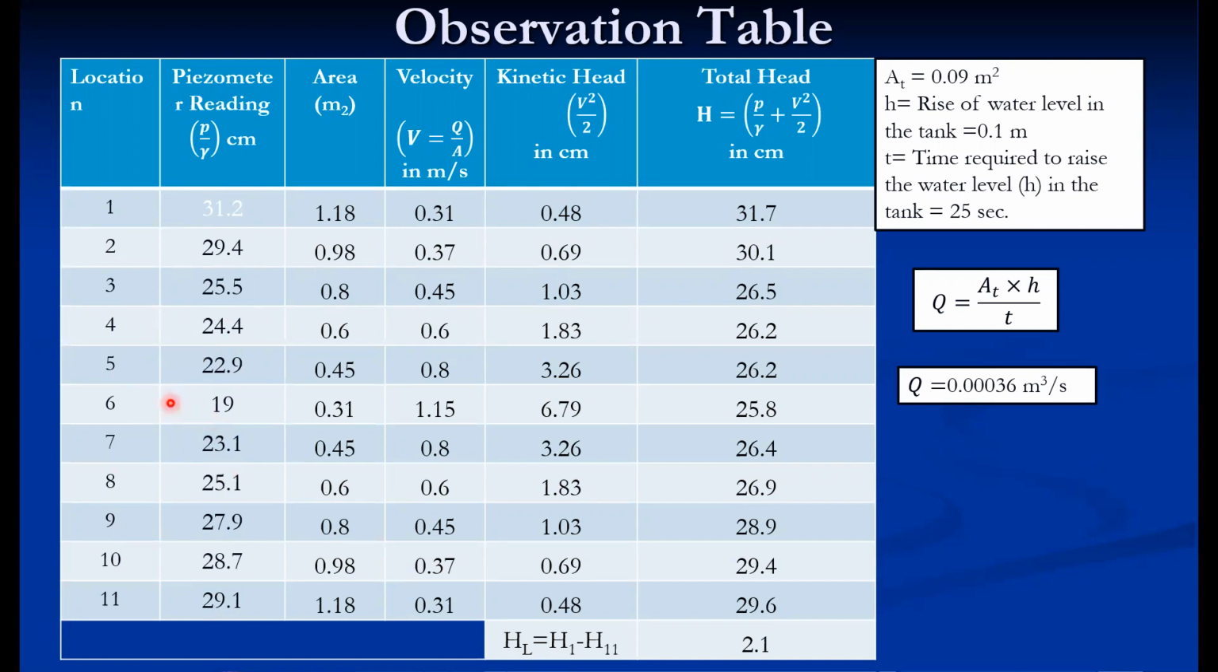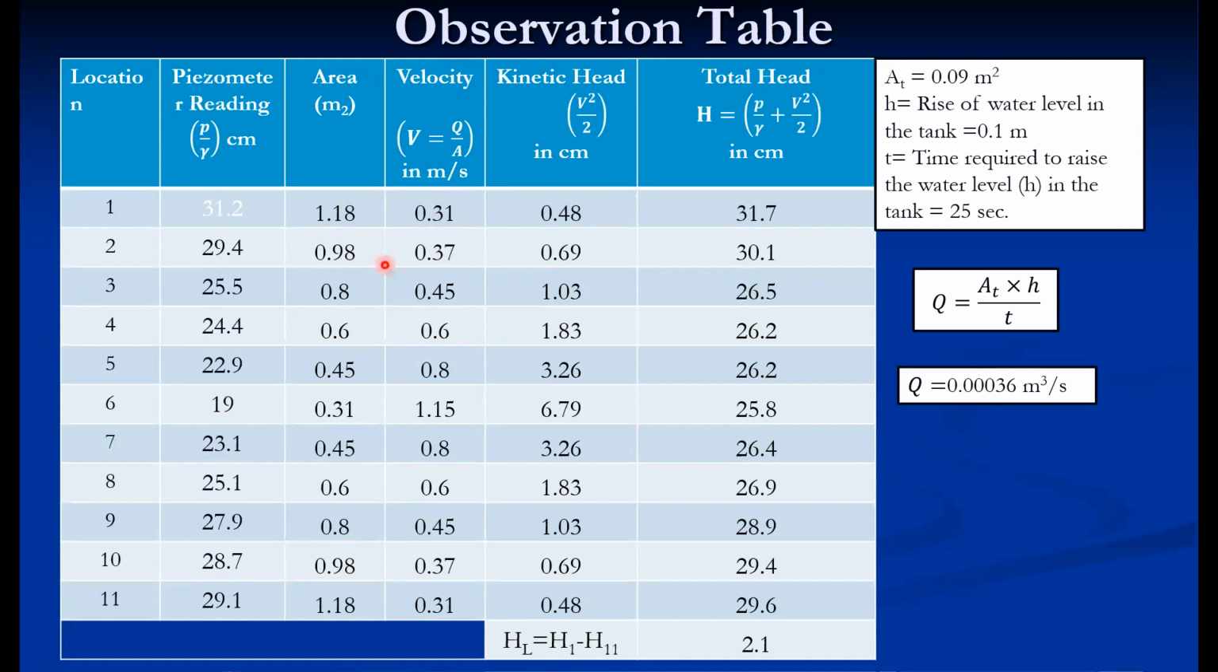The lowest cross section is at 6, so almost the lowest pressure we are getting at 6. The pressure continuously decreases, it is lowest at that particular section, section 6, and then further it increases. This is the area at the respective sections, which is already given in the specification. Then the velocity we can calculate, as the discharge is already calculated: discharge divided by area. According to the continuity equation, the discharge for each section is the same.